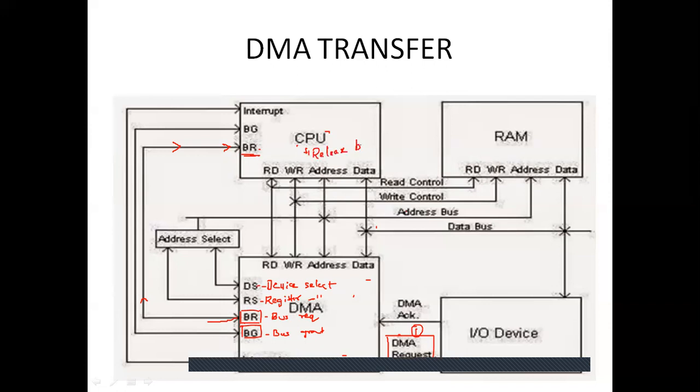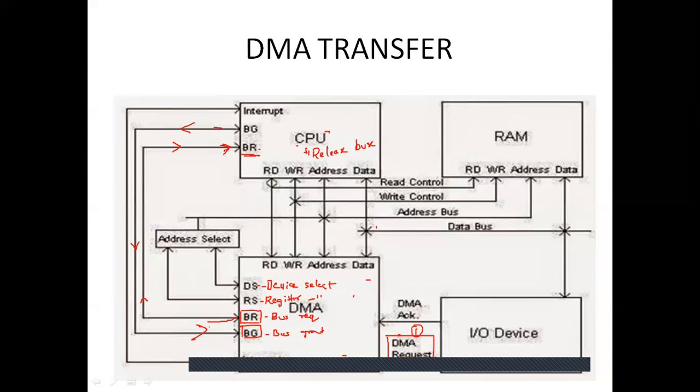So when we have sent the bus request signal, it goes to the CPU, asking the CPU to release the buses. If the CPU wants to release the buses, it is going to send the bus grant signal to the DMA. If we want the buses, the bus request signal is sent to the CPU, and the CPU acknowledges by using the bus grant signal, that is BG.